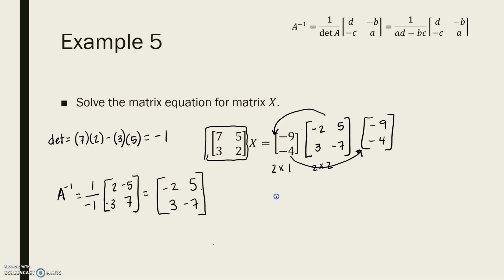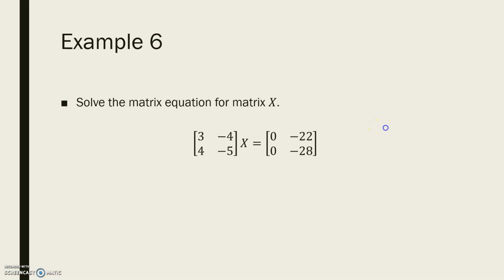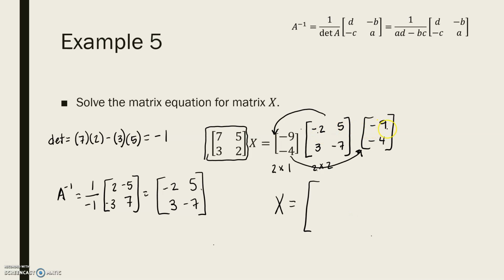And when I multiply these, I'm going to get x equals, and I'm going to get -2 times -9, sorry, -2 times -9 is +18, plus 5 times -4, which is -20. So I'm going to get -2. Then I'm going to get 3 times -9 is -27, plus 28, which is going to be +1. If I wanted to check my work, I could plug this back in for x and check that the 7532 times -21 is equal to -9, -4, but this would be my final answer.